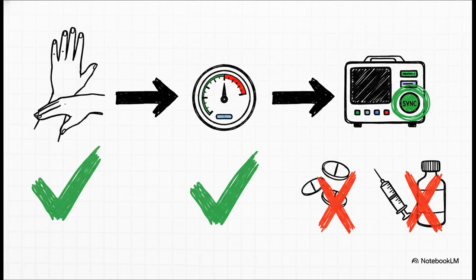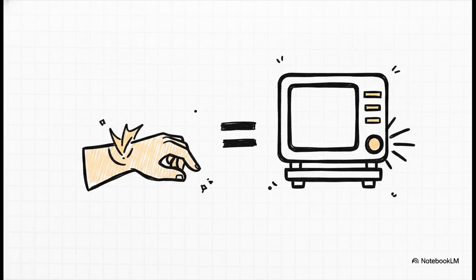Therefore, they need an immediate electrical fix. Giving them a beta blocker is way too slow, and anticoagulation can wait. The number one priority is to fix the rhythm that's causing the instability. And that brings us to our final, most important takeaway.